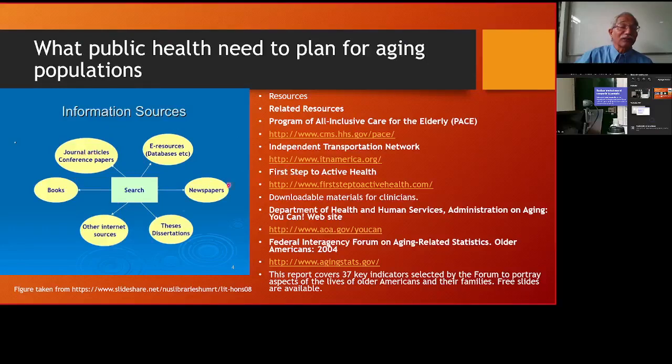Then they are creating a lot of information resources. There are now journals dedicated to aging and the aging population, and they are coming up with a lot of books. I have a beautiful book edited in India.